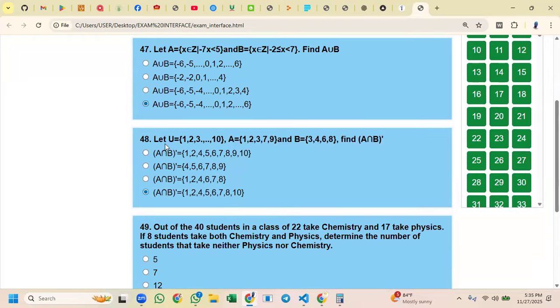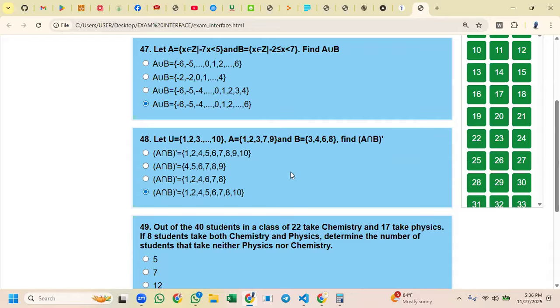Then this is another question. Let U, this one is already given to you in tabular form. The U here means universal set. Then we have two sets under it, A and B. Find A intersection B. The first thing you are going to do is to find what A and B have in common. Then the intersection with the universal set, which means when we first extract out what A and B have in common, we now minus it from the universal set. Anything remaining is our answer.